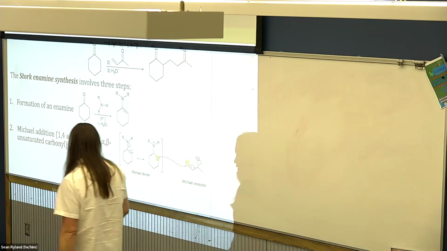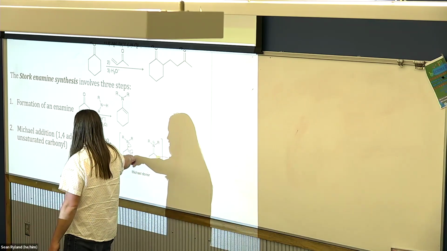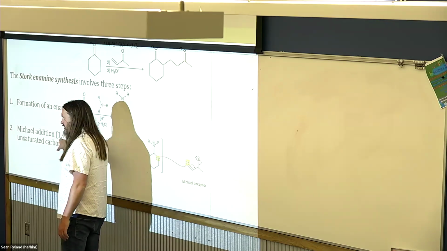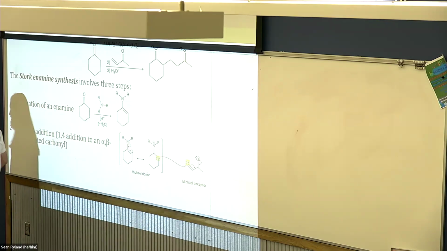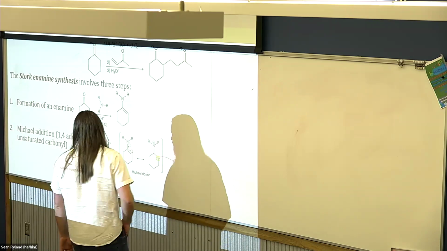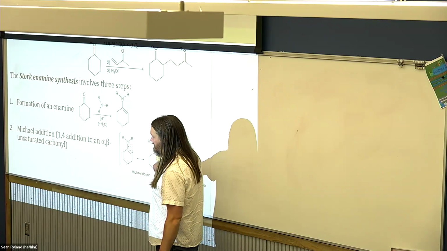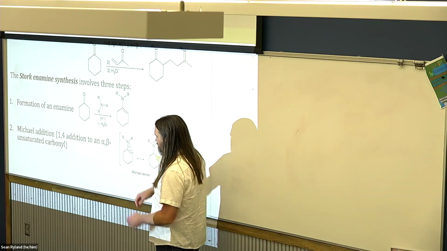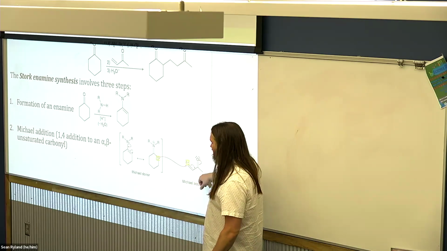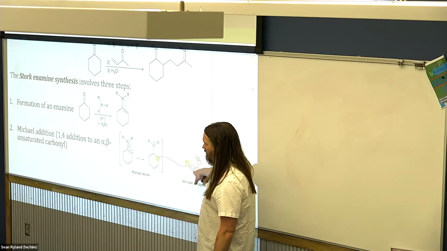Then we do a Michael addition of our enamine. So a Michael addition would be a more descriptive way. We call it a 1,4 addition to an alpha beta unsaturated carbonyl. Obviously, that's a little bit more of a mouthful. To the enamine you just created. Right, so the enamine we just created is going to be the Michael donor because it's going to have this resonance structure that looks like an enolate. And our Michael acceptor is our alpha beta unsaturated carbonyl.